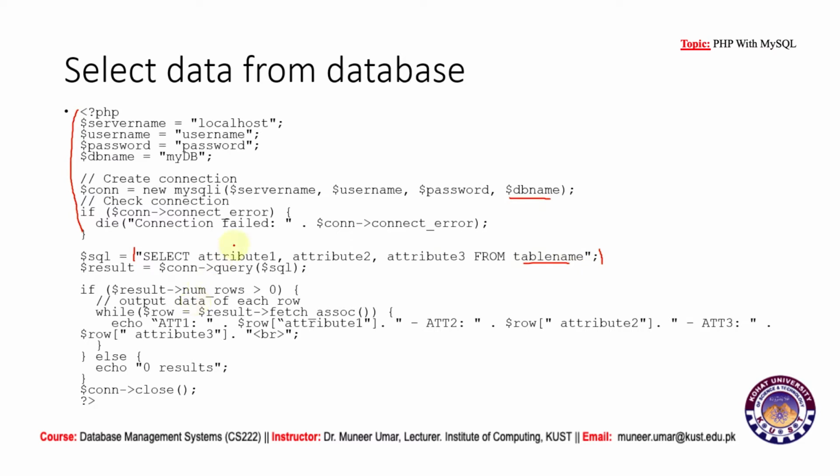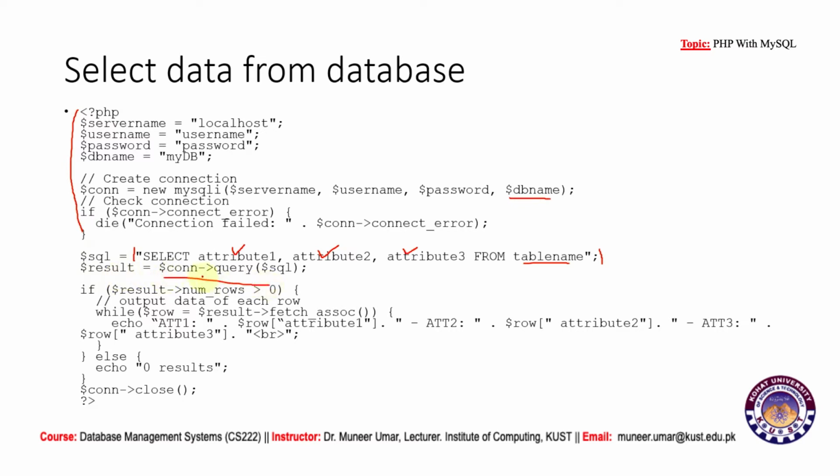So here I am using 3 attributes. You can type any kind of select statement here. So here suppose we have 3 attributes, attribute 1, 2 and 3, and the name of the table is table name here. And after that we will use result to get all the rows. Actually result is required. It specifies a result set identifier returned by MySQL query.